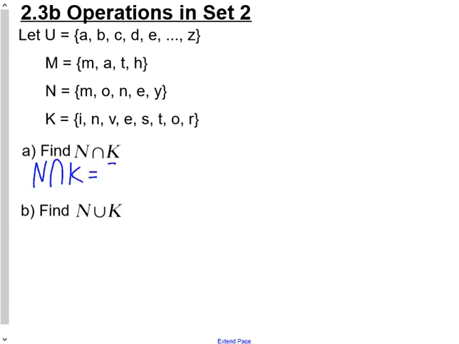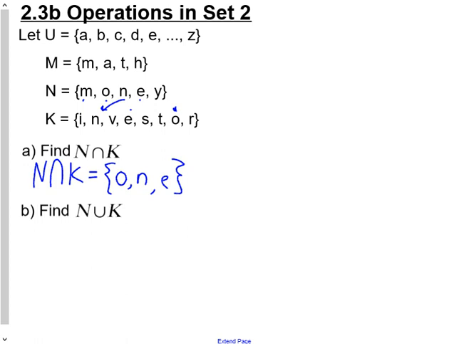So we look at usually the smaller of the two and double check if those elements are in the other one. Starting with N, is there an M in investor? Looking through, no. Is there an O in investor? Oh, there's one, so O is written in that set. Continuing on, is there an N? Yep, there's an N right there. Is there an E? Yep. And there's no Y, so we only have these three elements. O, N, and E are the elements in both N and K.